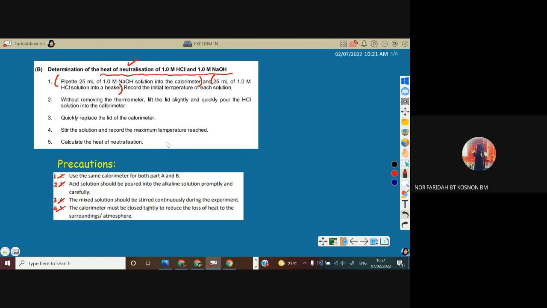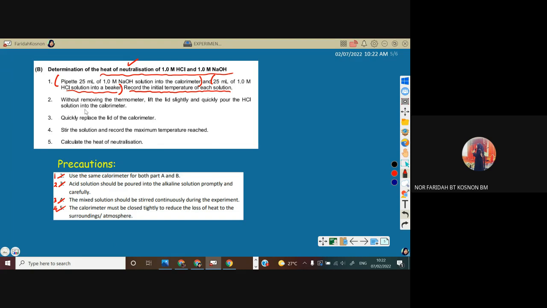Okay, so what you have to do, you have to record the initial temperature of each solution. Kena record initial temperature bagi sodium hydroxide yang dalam calorimeter tu. And then you have to record the initial temperature of the hydrochloric acid which is placed in a beaker tadi. Okay. So kalau boleh gunakan termometer yang berbeza lah secara realitinya. Sebab calorimeter satu memang dah ada pada calorimeter. So takkan kita nak buka yang pada calorimeter tu, kita nak bawa ke beaker pula. So yang dekat beaker ni kita kena guna termometer yang lain.